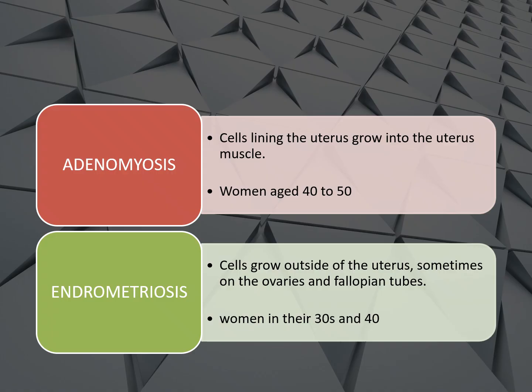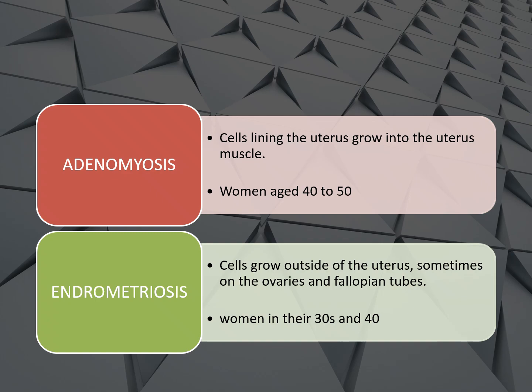Although both conditions involve endometrial tissues, they differ significantly. In adenomyosis, the endometrial tissue grows within the muscular wall of the uterus, usually affecting women between the ages of 40 and 50 years. The uterus becomes enlarged and painful. Heavy menstrual bleeding is a prominent symptom of adenomyosis.